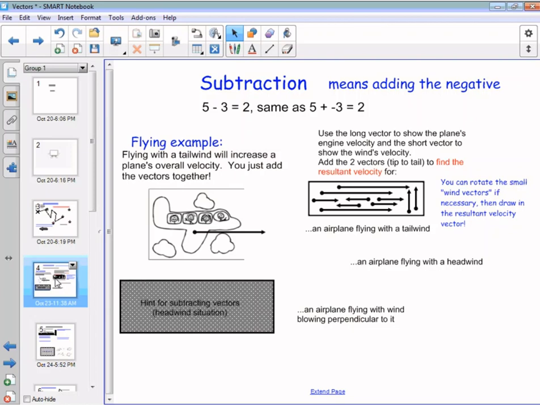Winds, right, okay. The winds are pushing us along. Or the winds might be throwing us off, right? They might be pushing us to the side, who knows what. Okay, so let's take those guys into account. So, flying with a tailwind will increase your plane's overall velocity. When we say a tailwind, we just imagine winds hitting our tail, right? It's pushing us along, yes? Okay, so we're just going to add the vectors together.